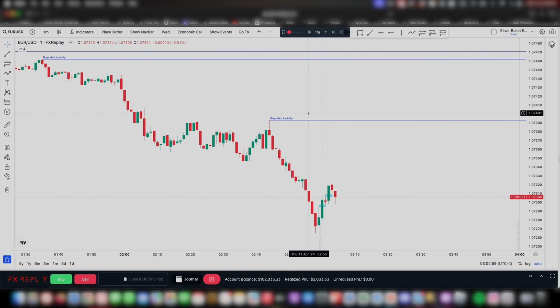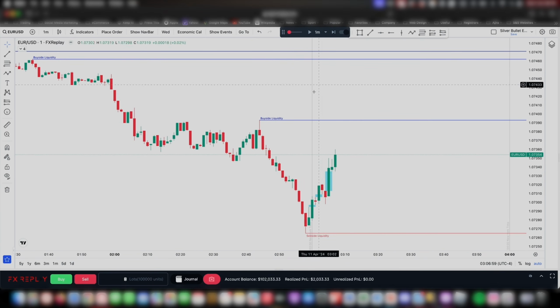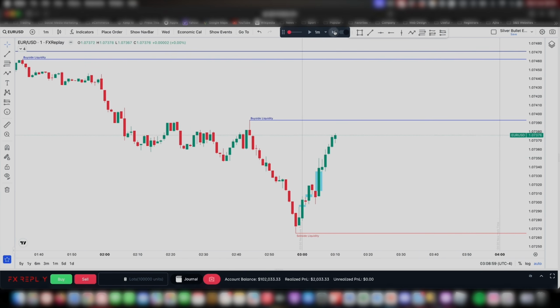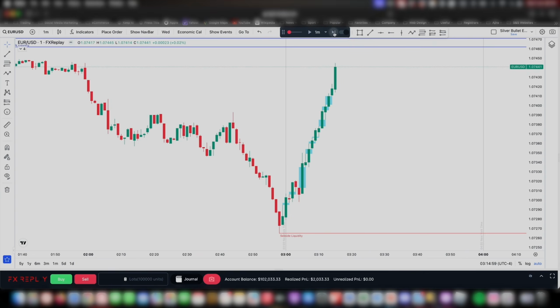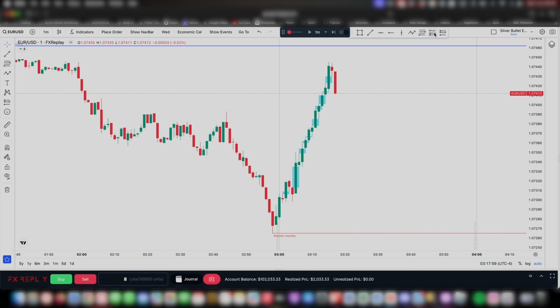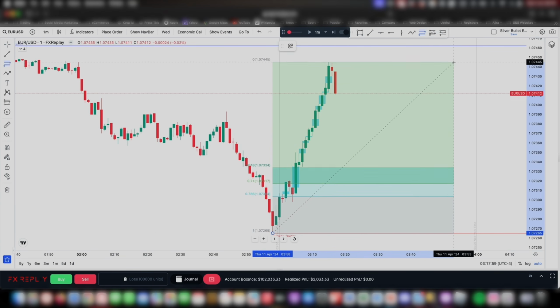And now we just need a change of character. So I actually want this to be broken. This here is all one leg. So I need this to be broken all the way to the top there, which it is. So that is a very strong move. You can see that is very strong. So let's have a look at this fib all the way to the top there.